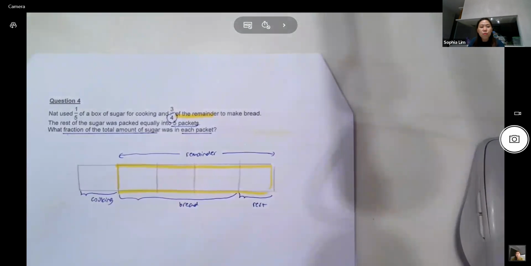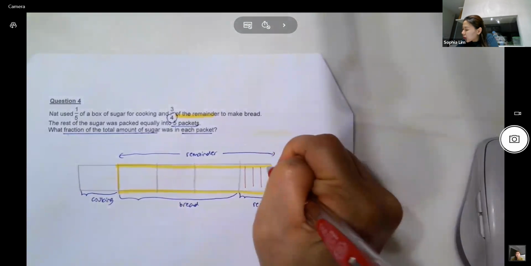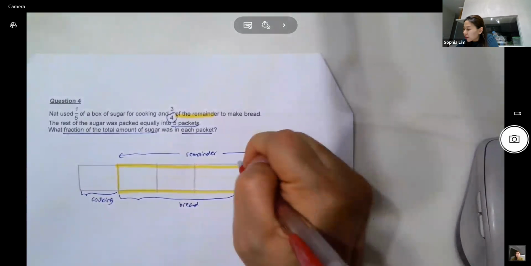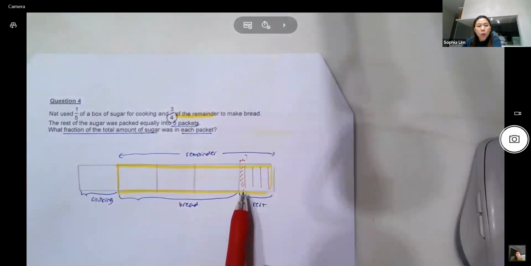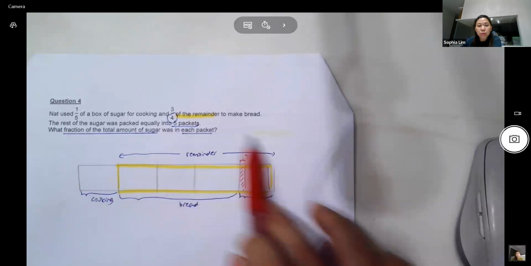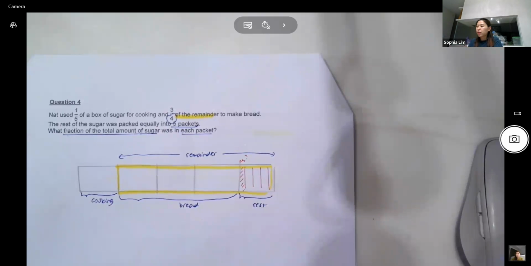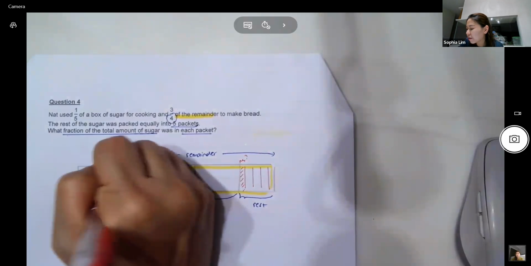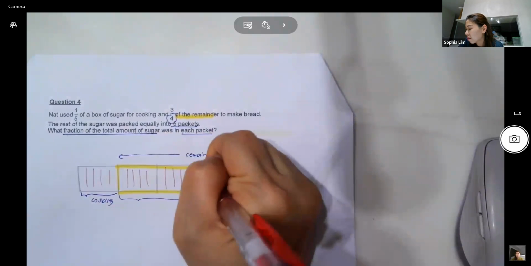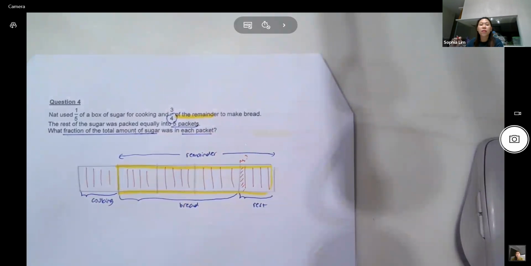Take note, the rest will pack equally into 5 packets. So some children say, teacher, I know, actually I just cut into 5 packets like that. No? 1, 2, 3, 4, 5, cut. They did ask, what fraction of the total amount of sugar was in each packet? So let's check. Are all the units of the same size, because I cut this big unit into 5 smaller ones? Great, you need to cut the rest also into 5. Then all the units are of the same size.